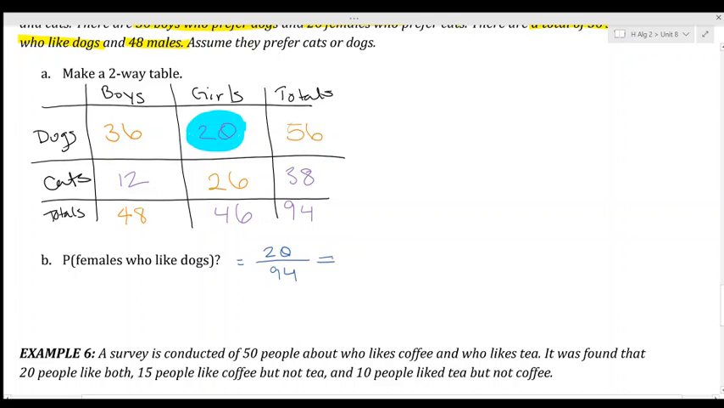Okay, and this simplifies to 10 out of 47, or if you're a decimal person, 0.21. All right, let's move on. Let's try a next one.